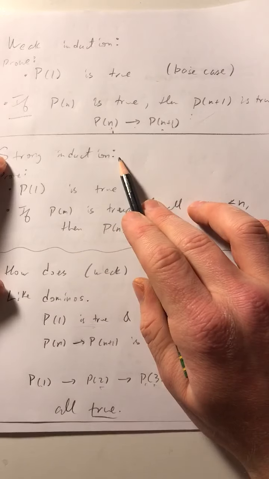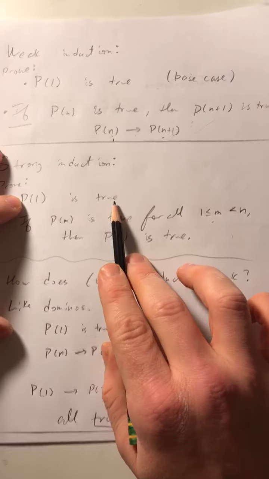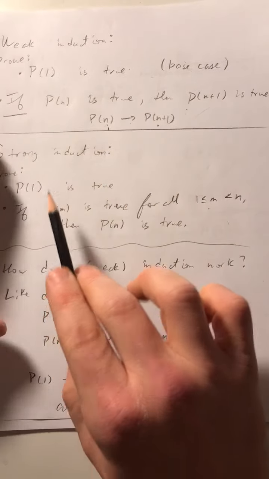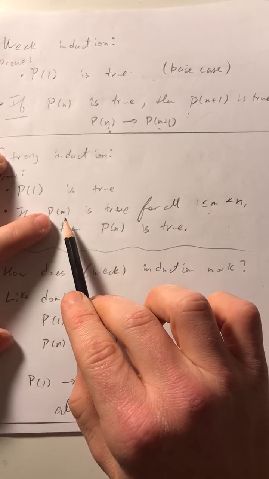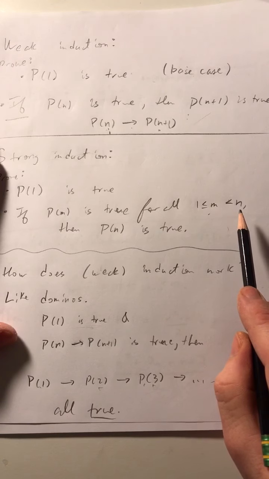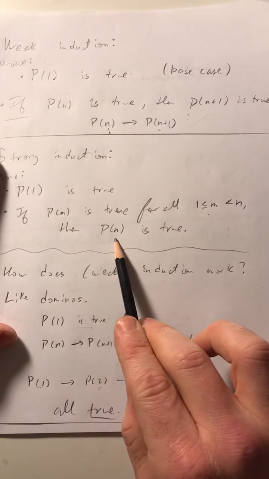Strong induction is different. I want to prove that P of 1 is true, so that's the same step as up here. I still call it the base case. And then for strong induction, I'm going to assume that P of m is true for all m smaller than n, and then I want to prove that P of n is also true.